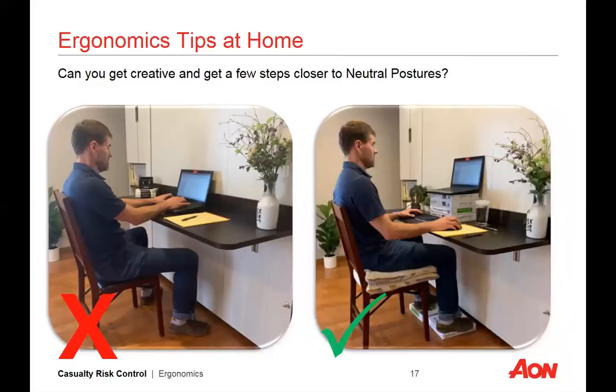And then the question is, how can we get creative and get another step closer to the neutral postures? So if you can get access to an external keyboard and a mouse, for example, you can do what you see in this image here, where we raise the laptop up higher, the laptop serves as your monitor, and then you have a keyboard and mouse that you can use at the elbow height with the elbows close to your body.